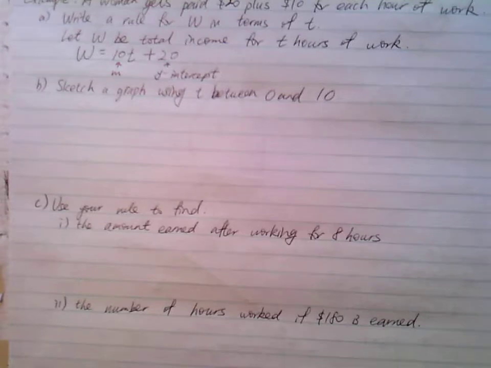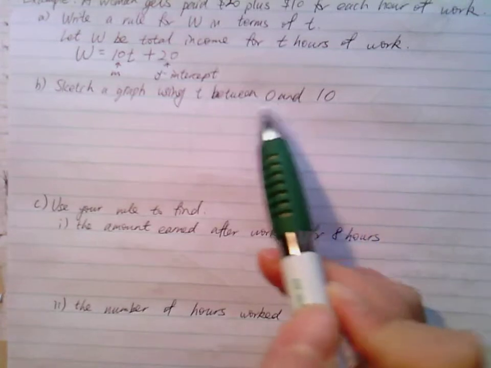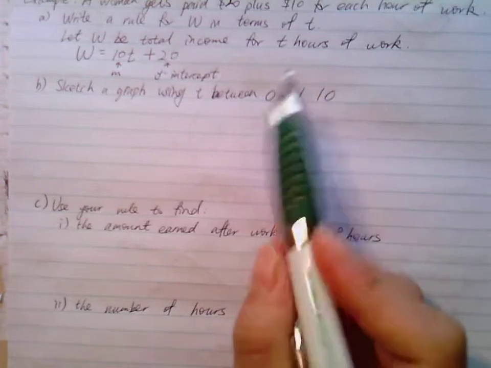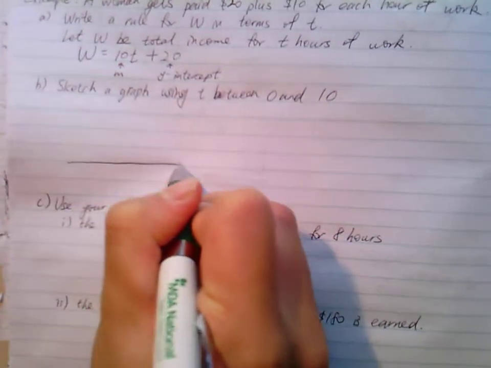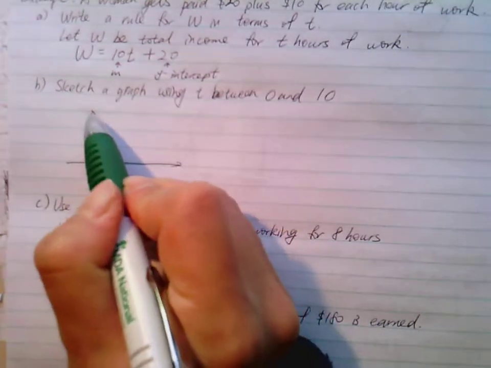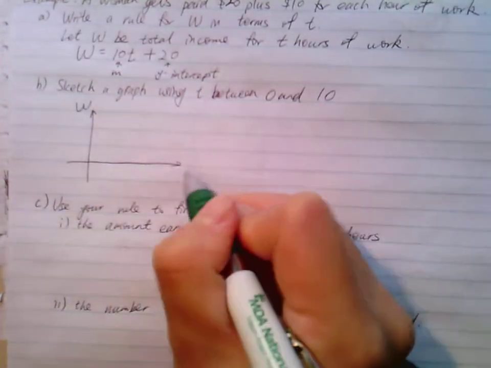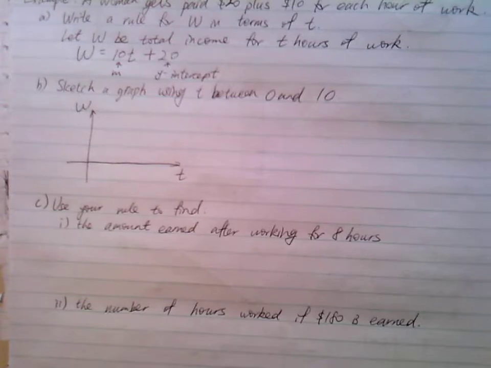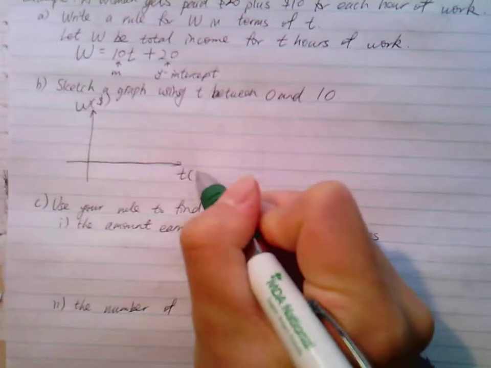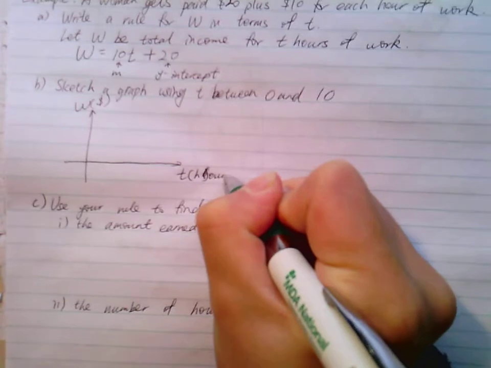So question B wants us to sketch a graph using t between 0 and 10. So t between 0 and 10 means we want to sketch between 0 hours and 10 hours. Yep. So rather than having a y-axis and an x-axis, now we have a w-axis and a t-axis. So W is our total income, T is number of hours. Yep, so probably should say hours.